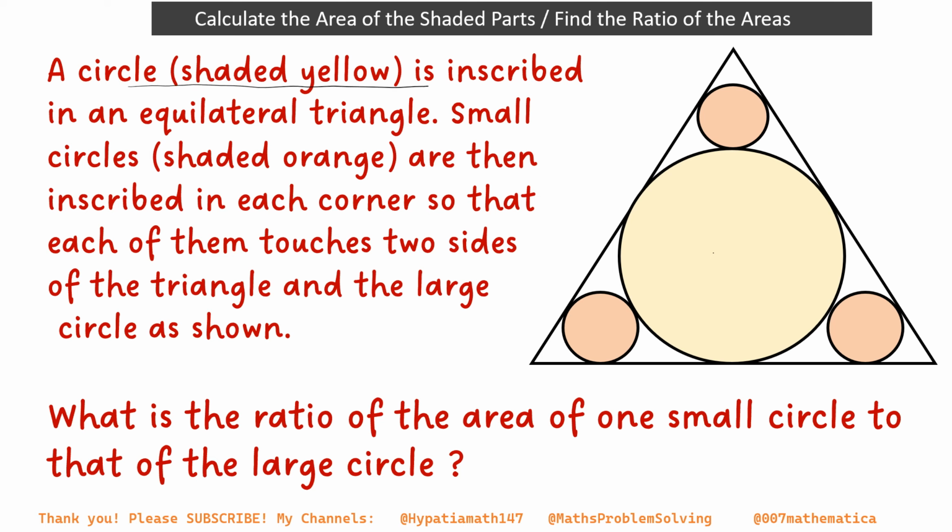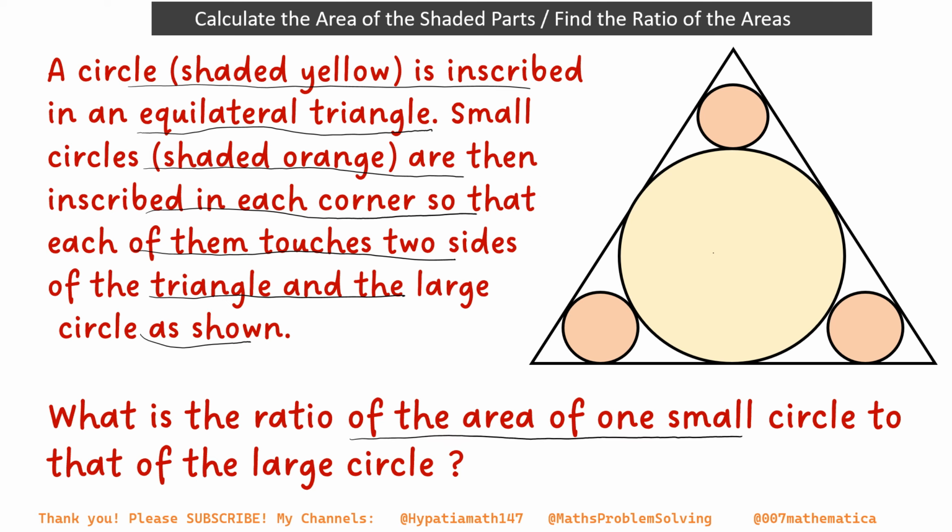A circle shaded yellow is inscribed in an equilateral triangle. Small circles shaded orange are then inscribed in each corner so that each of them touches two sides of the triangle, and the large circle is shown. So then what is the ratio of the area of one of the small circles, you can pick any one circle, they all have the same area, to the area of the large circle?